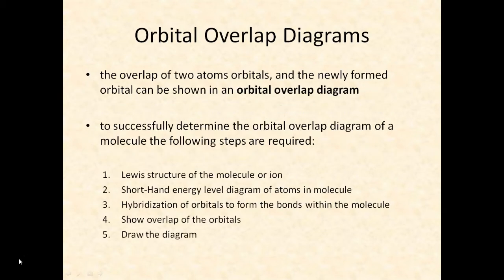Now, we can use what we call orbital overlap diagrams to help identify what's going on and to see how the orbitals involved in bonds, or the electrons involved in bonds, are arranged around the nucleus of an atom. When we do these, there are a number of things we have to do to make sure we do it correctly. The first is we need our Lewis structure of our molecule or ion. Then we're going to write our shorthand energy level diagrams for each of the atoms involved. We'll do our hybridization, then we'll show the overlap, and then we can draw our diagrams.